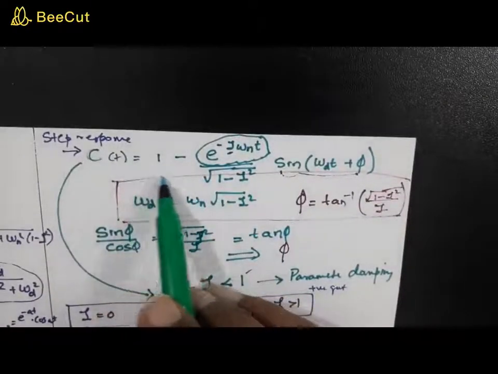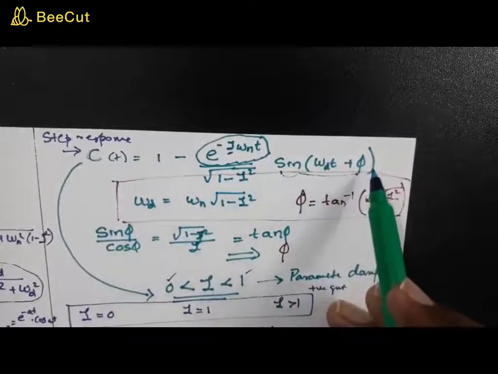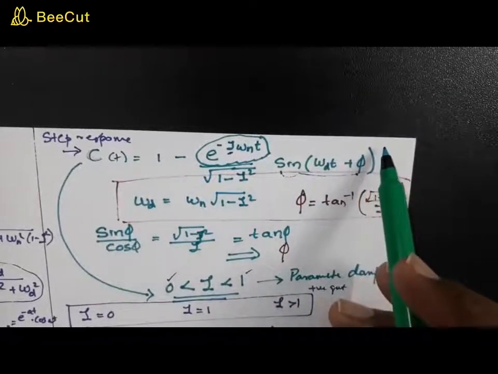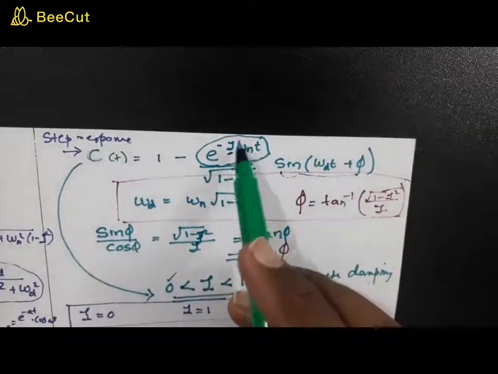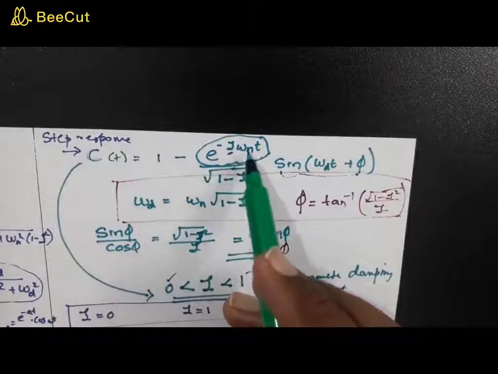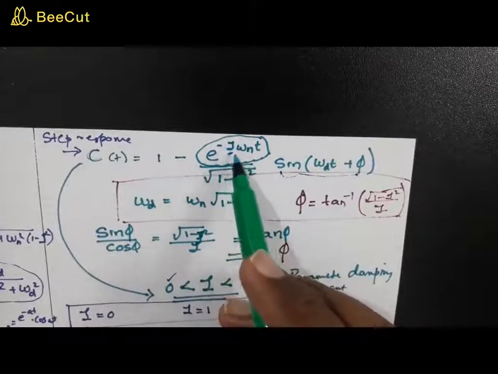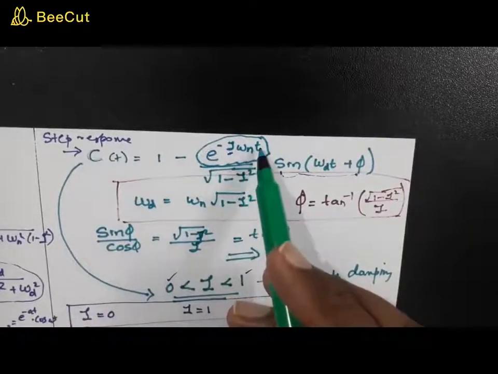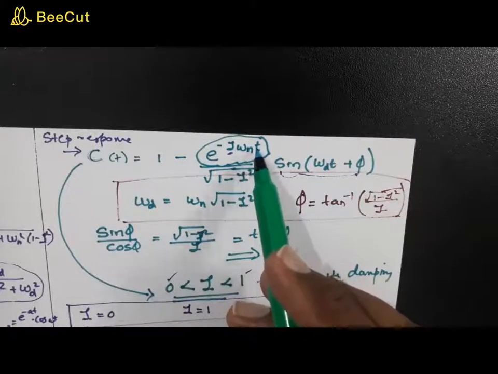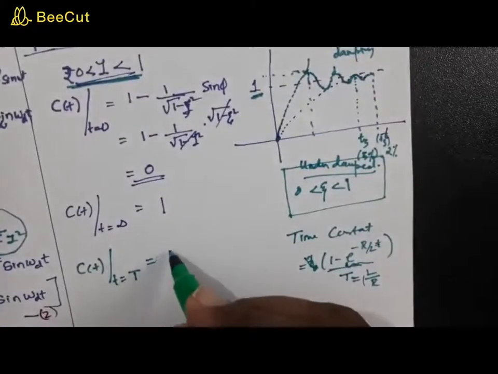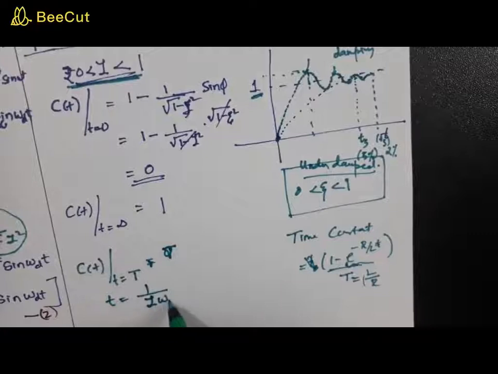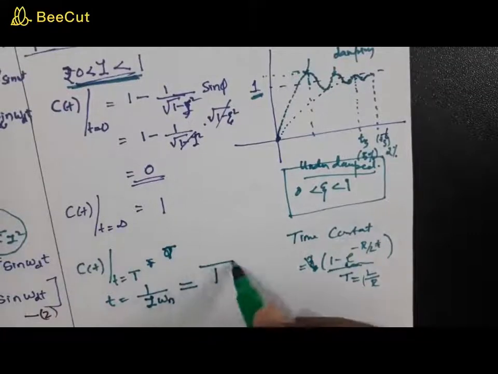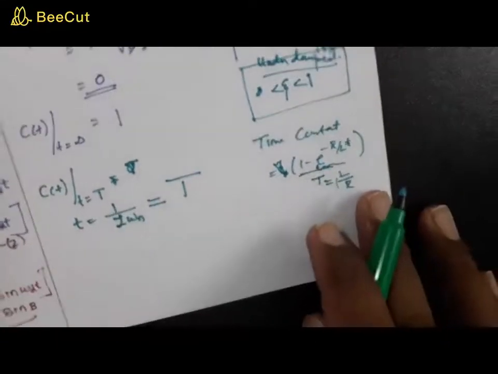We know that this is the equation for the step response of a second order system. And at what time does this e raised to minus zeta omega n t become e raised to minus 1? We know that when t becomes equal to 1 by zeta omega n, this is what is called the time constant of the second order system.